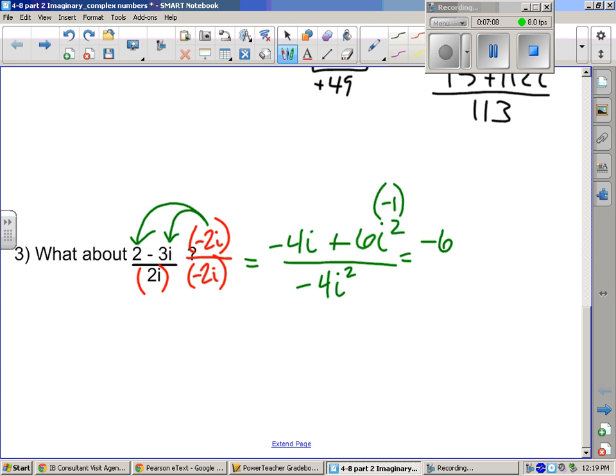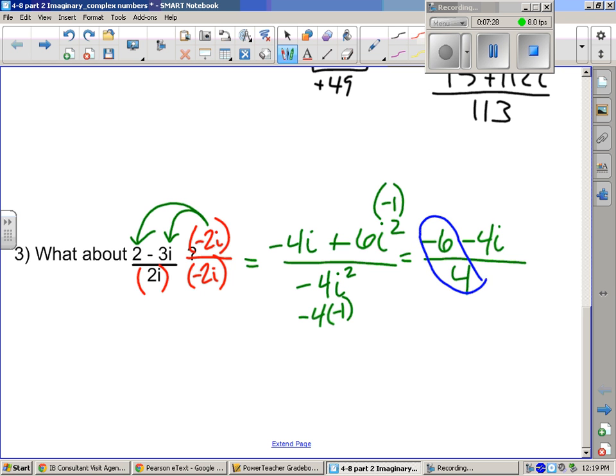I don't have any like terms. I'm going to write that first because we like the real number part first and the imaginary part second, like they wrote, a plus bi. Correct. And then on the bottom I've got negative 4, and we're multiplying. Remember, that's the same as negative 1. So positive 4 on the bottom.